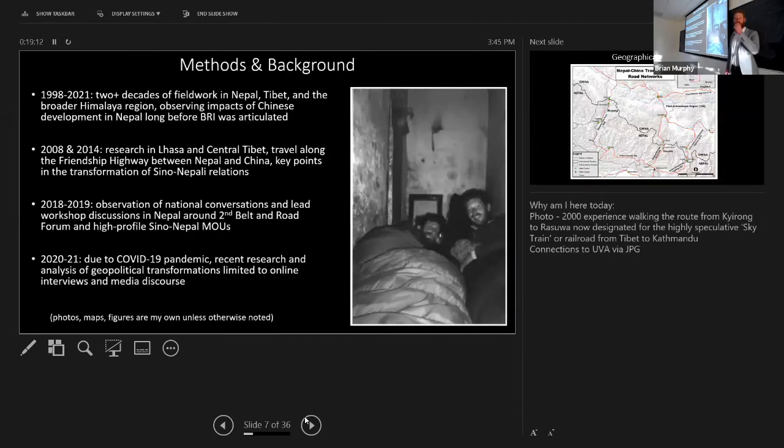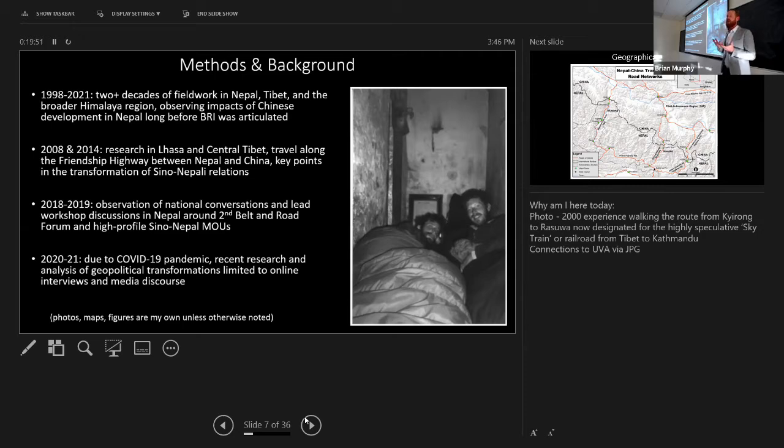So before going into the more empirical analysis here, I want to speak a bit on my methods and background and what I've been doing in Nepal. I've been doing research in the region for a couple of decades now, primarily in Nepal, but also in Tibet and the broader Himalayan region. And that has largely been observations about the impacts of Chinese development long before the BRI was articulated or even imagined by Xi Jinping.